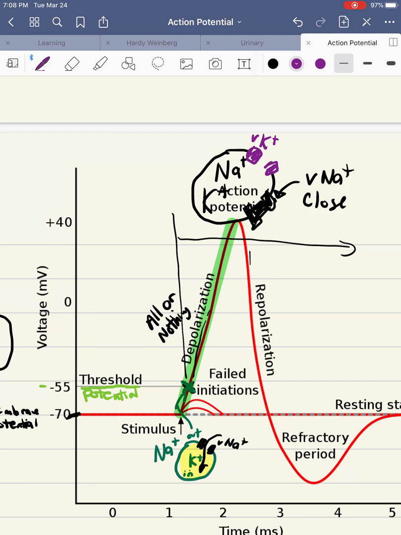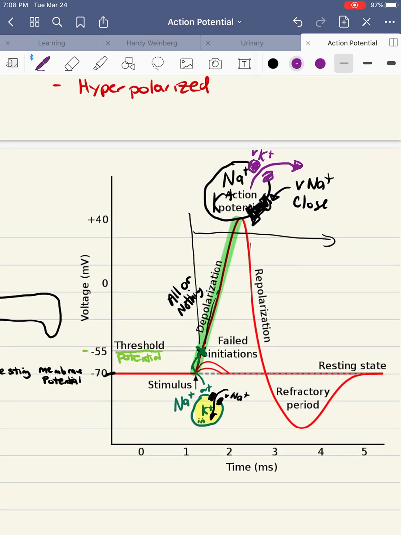And which way will potassium flow? Since there's more potassium on the inside of the cell relative to the outside of the cell, potassium will flow out of the cell. And if potassium flows out of the cell, it's becoming negative again because we're losing positively charged ions, aka cations. We're losing the positive charge, and the cell's becoming negative again. Remember I told you to think of polar as negative? It's becoming negative again, so it's undergoing repolarization.